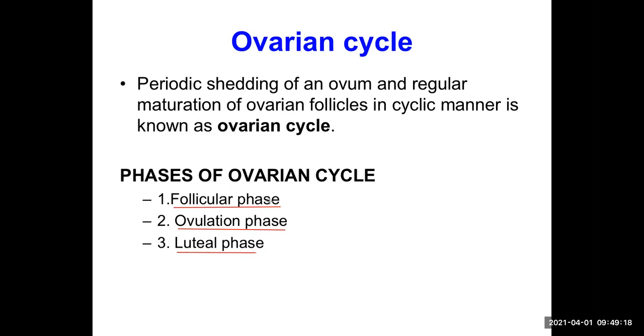In the follicular phase, there is development of the Graafian follicle. When it reaches the maturation state, it ruptures and the ovum comes out. That is called ovulation. After ovulation, the remaining part of the Graafian follicle undergoes corpus luteum development. That is called the luteal phase. So this is the way to remember.